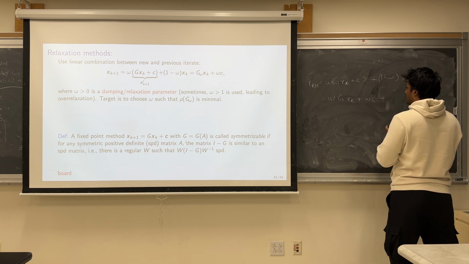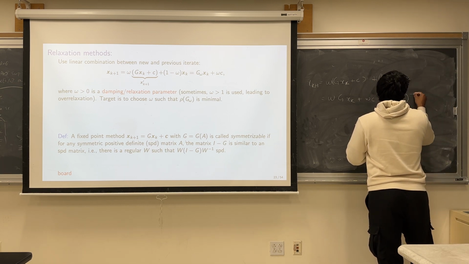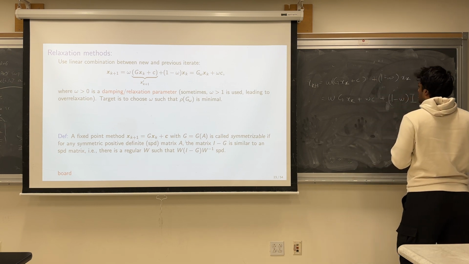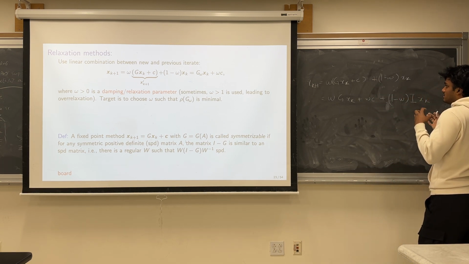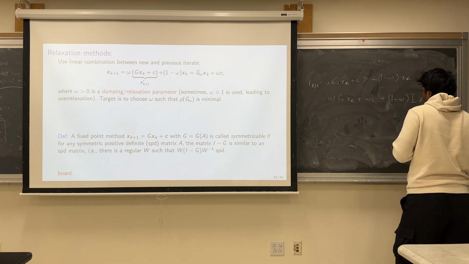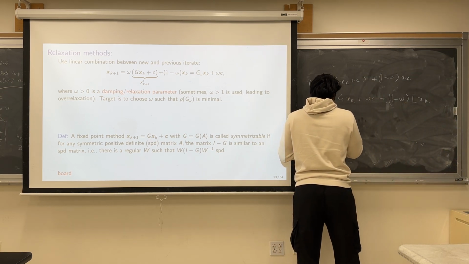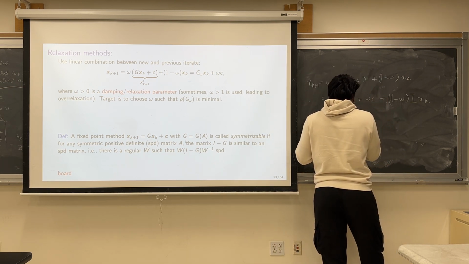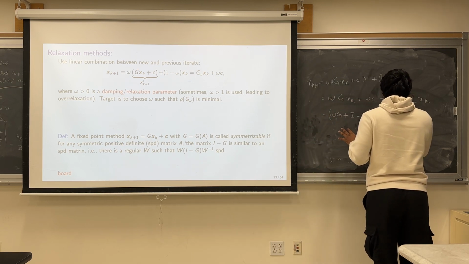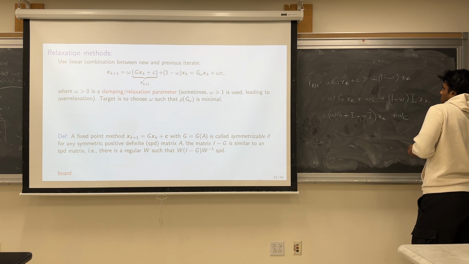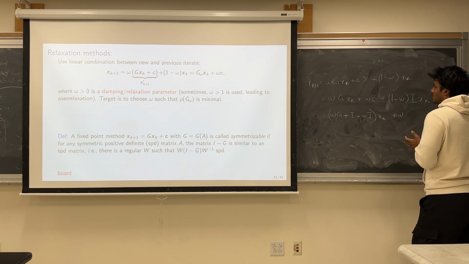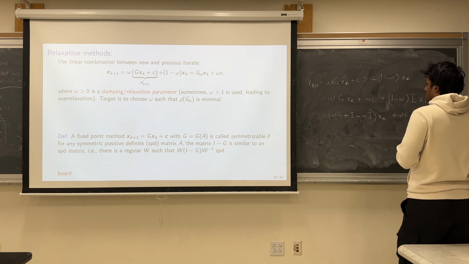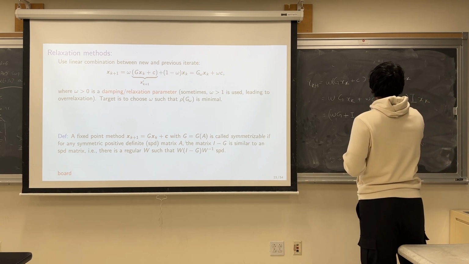This is just (1 minus omega) times identity times xk. What I want to do is pull the xk terms together so that I can write this as an entire new matrix. So this becomes omega G plus identity minus omega identity, times xk, plus omega c. That's all. Omega G plus 1 minus omega. That's it.